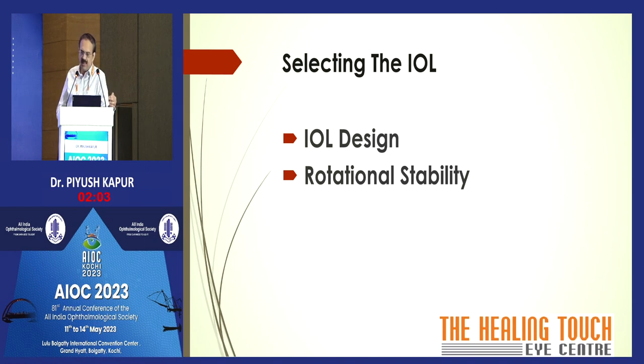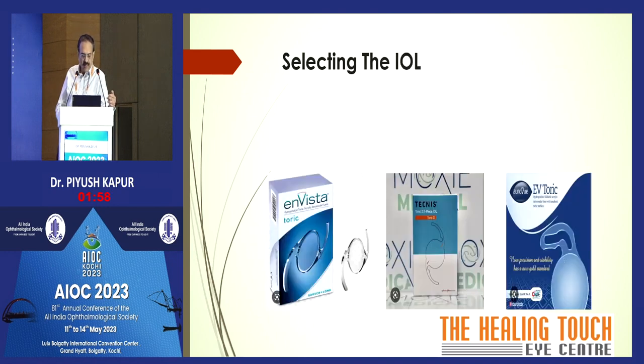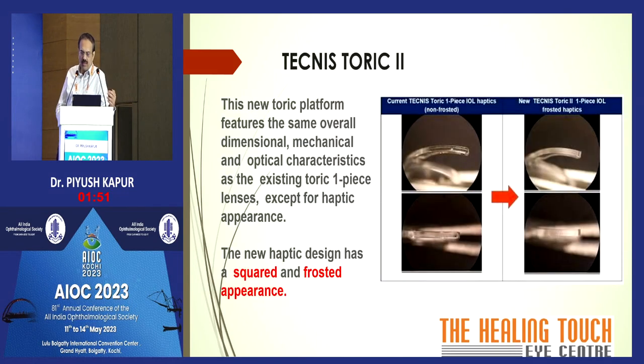So having selected where we are going to put the lens, it's very important to understand which IOL design we need to use and which has the best rotational stability. I have been using various lenses, but to date, the best choice with me is the Technistoric 2 platform, which has better stability because the edges of the lens are roughened so that the rotation is minimal. With the newer Technistoric 2, we almost get a 100% result, and the rotation is very minimal in the post-operative course.